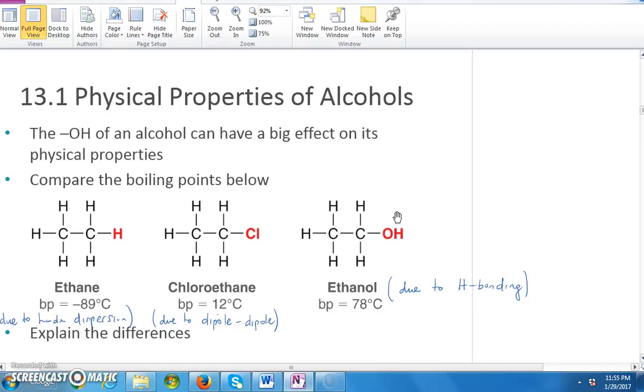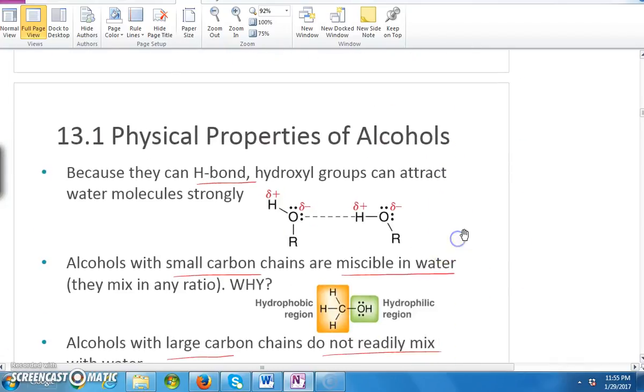The OH of an alcohol can have a big effect on the physical properties, and that's because it can exhibit hydrogen bonding. That is evidenced in the significantly higher boiling point that ethanol possesses over chloroethane, which exhibits only dipole-dipole interactions, while ethane has London dispersion. But ethanol, of course, has both: the hydrogen bonding, the dipole-dipole interactions, as well as the London dispersion. And so the hydrogen bonding, as you can see, gives a significantly higher boiling point than the chloroethane.